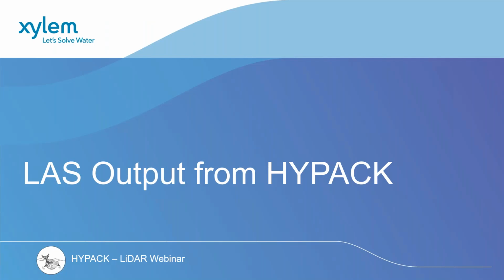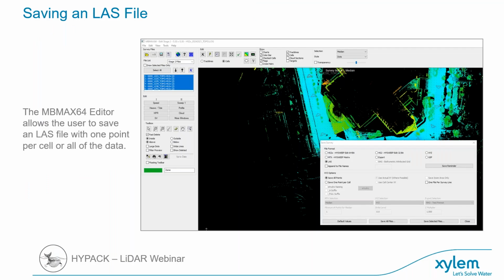So let's talk about LAS formats. We talked about this being the format in the beginning of the HYPACK output. LAS is a standard format that people use with LiDAR data. Saving an LAS file, the MBMAX 64 editor allows you to save an LAS file with 1 point per cell. What that means is when you're processing and you see in the map in the background, we have a 0.3 by 0.3 meter grid going on. So we're about 1 foot squares. I can save this as 1 point per cell.